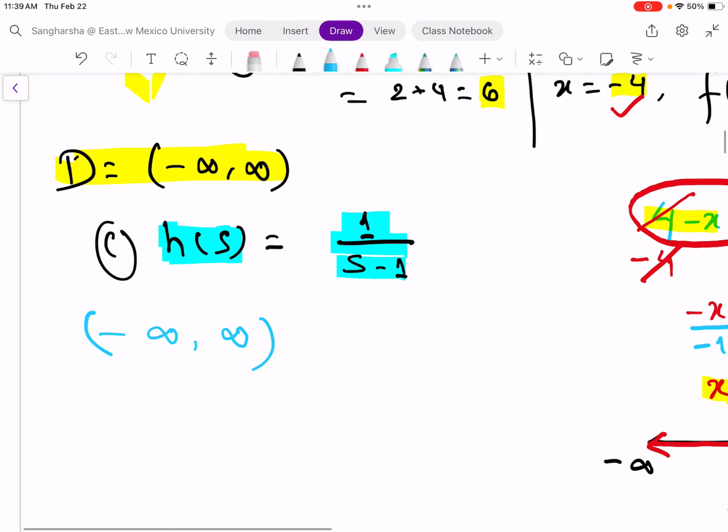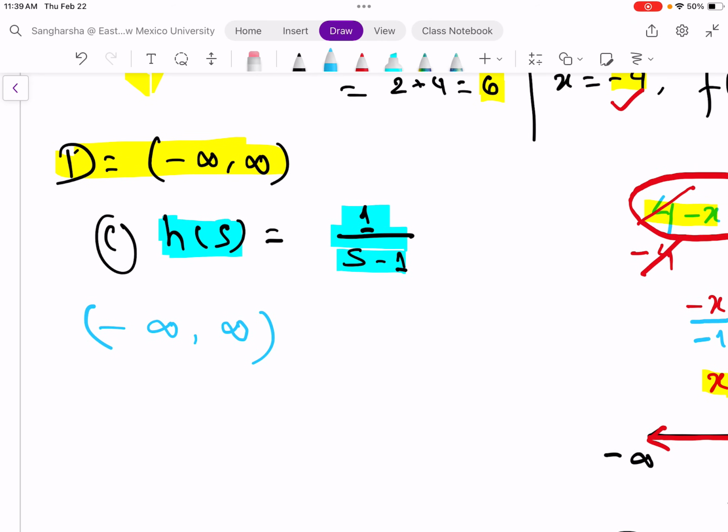Now what kind of number can we choose for s so that we get a real number as an output? Since it's a fraction, the bottom part cannot equal 0. That's right. It's a fraction. We can't have a 0 in the denominator, right? So what happens if we have a denominator equal to 0?